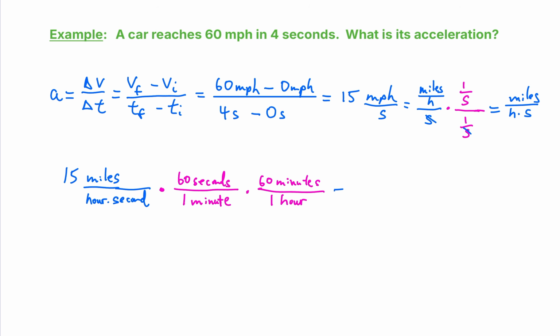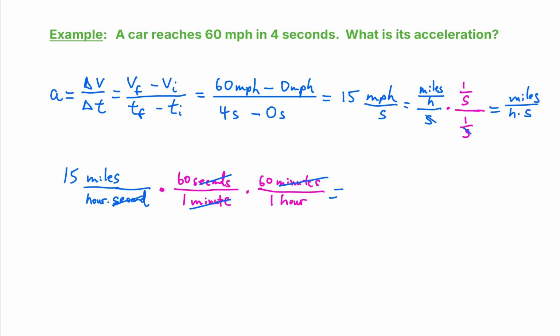And the reason we do this is because, watch what happens. The seconds cancel out because we have one on the top and one on the bottom. And the minutes also cancel out because we have one on the top and one on the bottom. And now what we have left is just the hours, which is exactly what we want.